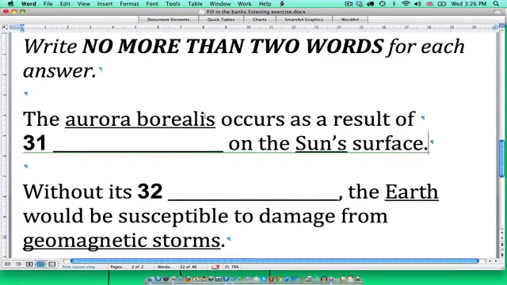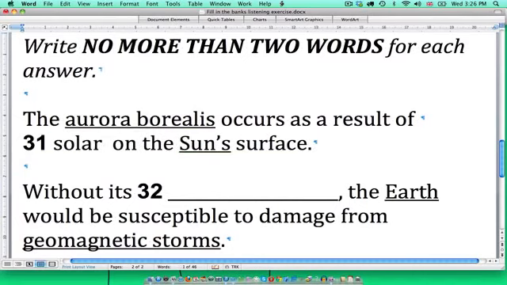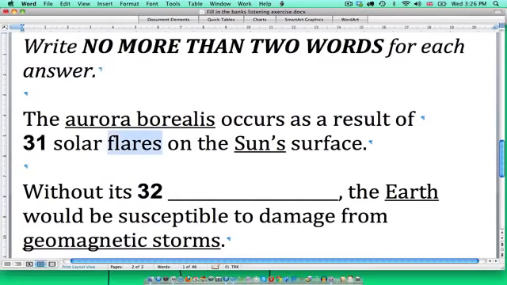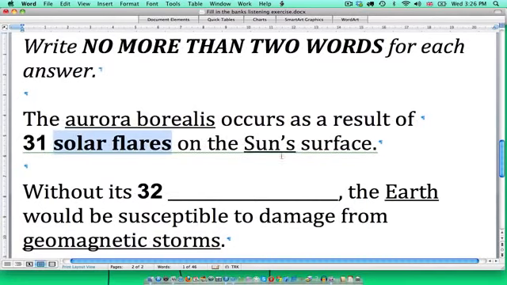And so he says, solar flares explode on a regular basis. These solar flares release energy that produces a geomagnetic storm, but all we're interested in is what happens on the sun's surface, which is solar flares. And that is the answer to question 31. Now, as far as question 32 goes, we are also cued. We hear the word Earth, and we also hear some talk of geomagnetic storms. So those two words help to cue us.